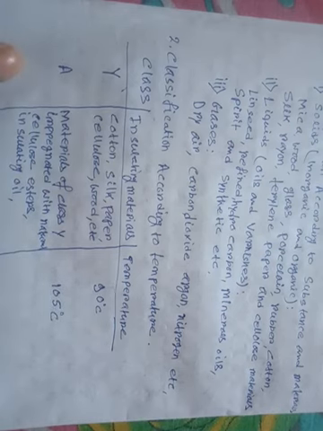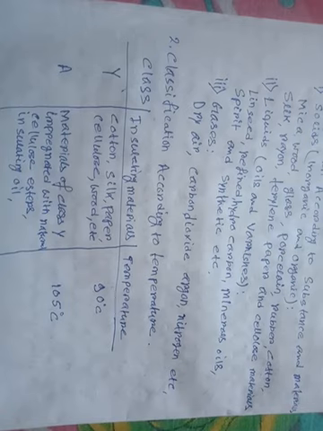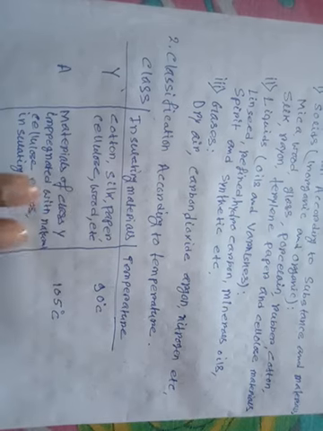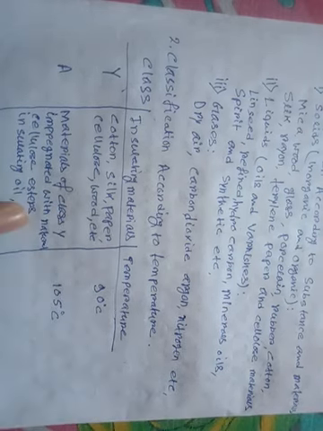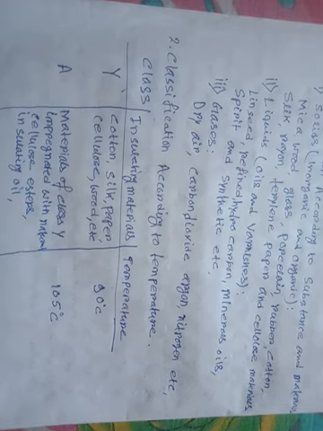And class A: class Y material impregnated with oil, and their acceptable temperature is 105 degrees Celsius. This is the classification of insulating material.